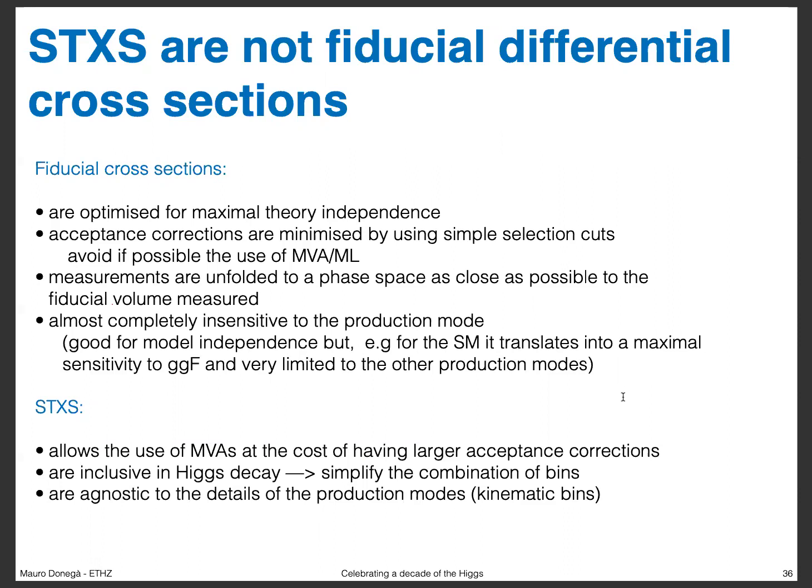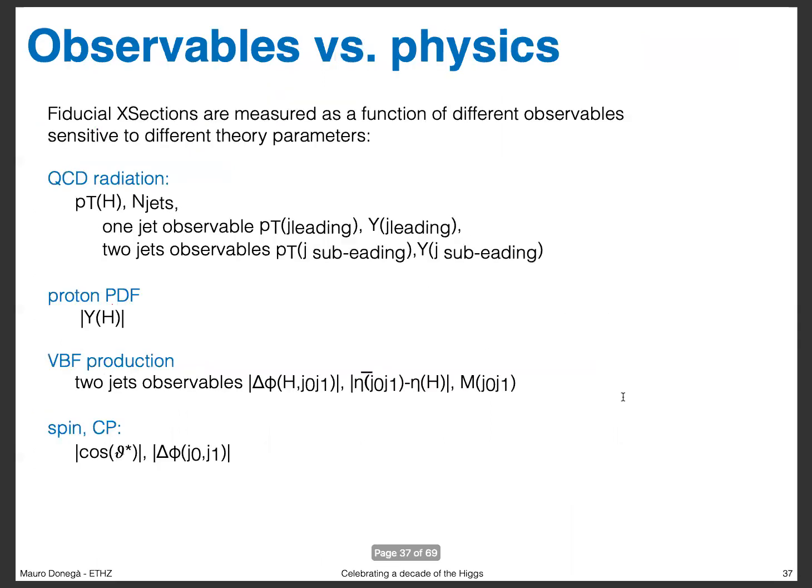On the STXS side, instead, we allow the use of MVA at the cost of having larger acceptance corrections. This is always something that has to be treated carefully. We are inclusive in XTKs, and this simplifies a lot the combination side. And we are completely agnostic on the details of the production modes because we are using these kinematic fields.